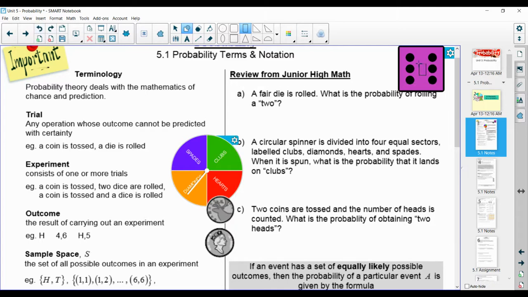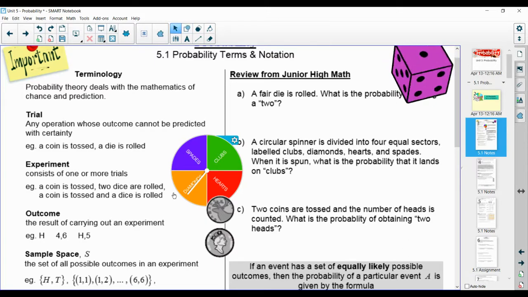All right, so we're rolling a die, we're spinning a spinner, and we're tossing some coins. So take a minute to pause the video, think about what your answers might be, and then as we work through this lesson, you'll see if your answers were correct.